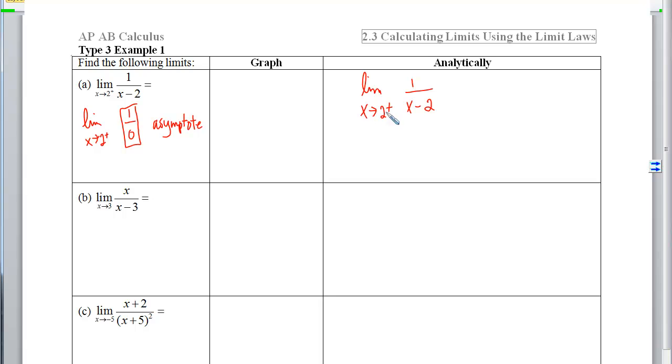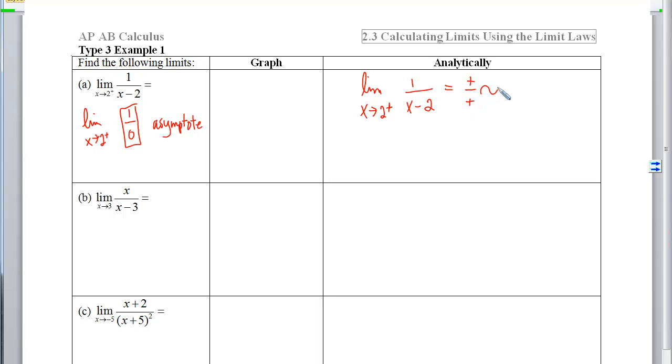So if I'm coming from the right toward 2, the top is going to be always stuck at 1, which is a positive number. On the bottom, as I'm approaching 2 from the right, that means this value of x is going to be a little bit larger than 2. So something larger than 2 minus 2 is going to give me a positive number.